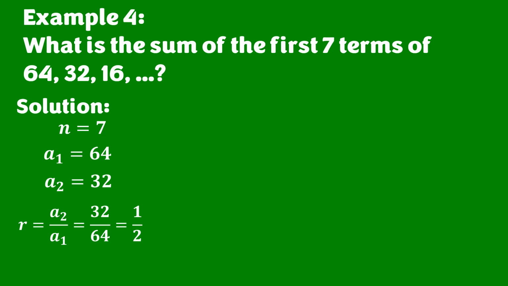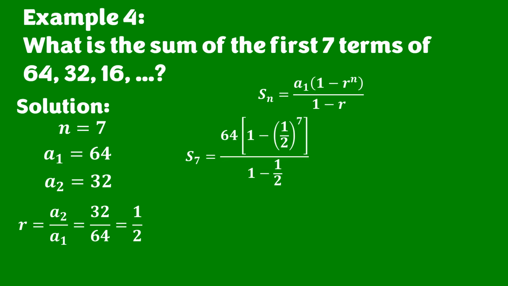Next, we're going to determine now the sum of the first 7 terms of the given geometric sequence, and we will use the formula for finite terms, that is S sub n equals a sub 1 times the quantity of 1 minus r raised to n all over 1 minus r. We're going to substitute the value of n, a sub 1, and r in the formula. So we have S sub 7 is equal to 64 times the quantity of 1 minus 1/2 raised to 7 all over 1 minus 1/2.